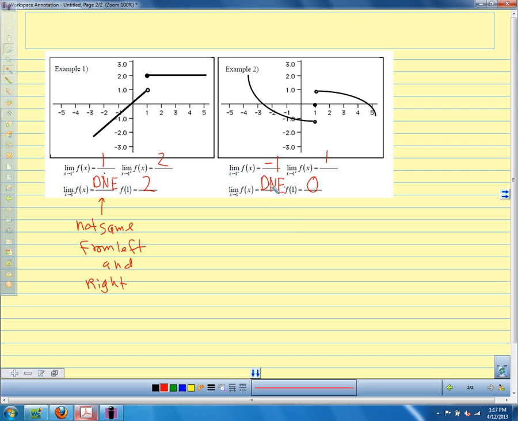The limit doesn't exist because it's not the same from the left and the right. Our limit doesn't exist, but our function has a value there. The limit doesn't have to be the same as the function value. All right, let's look at some of the examples on the next page, and then we'll talk about another idea that has to do with limits.